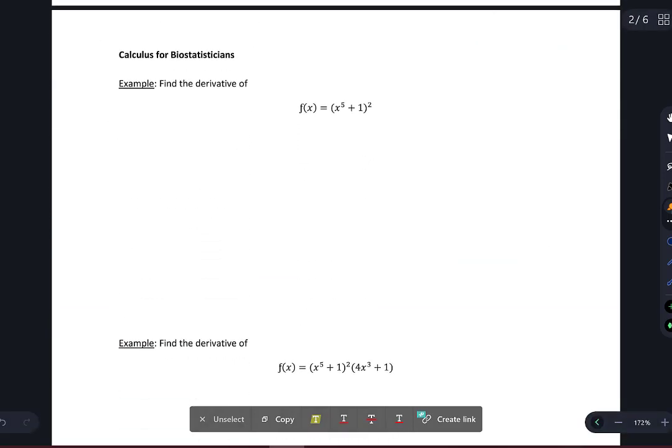All right, so let's look at another example. So notice here we have (x^5 + 1)^2. And so recall that if we're going to square this, this is really equal to (x^5 + 1) times (x^5 + 1). Now we are going to see in the next section there's another way to take this derivative.